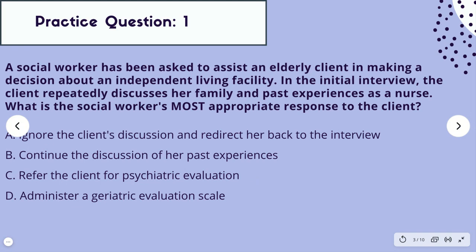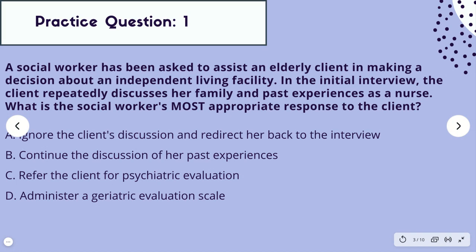What I would eliminate next is A, ignore the client's discussion and redirect her back to the interview. This is an initial interview, and remember, when we're first working with the client, we always want to engage them. If we ignore this discussion that she's having, we're not meeting the client where they're at. We're not respecting her wishes of what she wants to talk about, and we're not doing a very good job at building rapport. So I would take out A. We don't want to ignore what she is saying. I don't know about you, but if I went to see someone and I was talking about something and they ignored or didn't acknowledge what I was saying, that wouldn't make me feel very good and I wouldn't want to come back. So we've eliminated A and we've eliminated C.